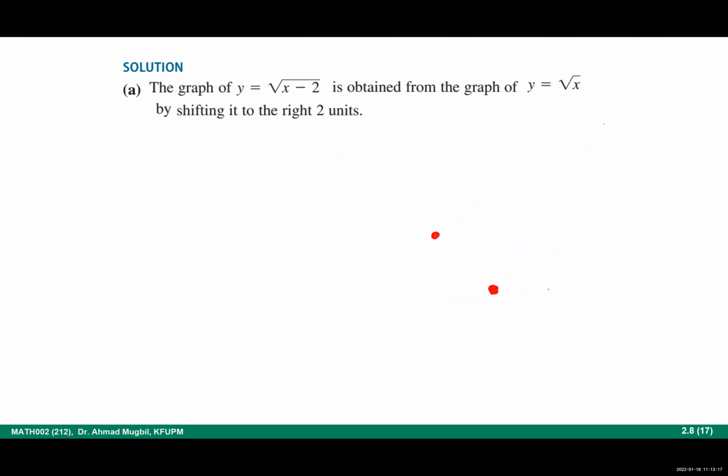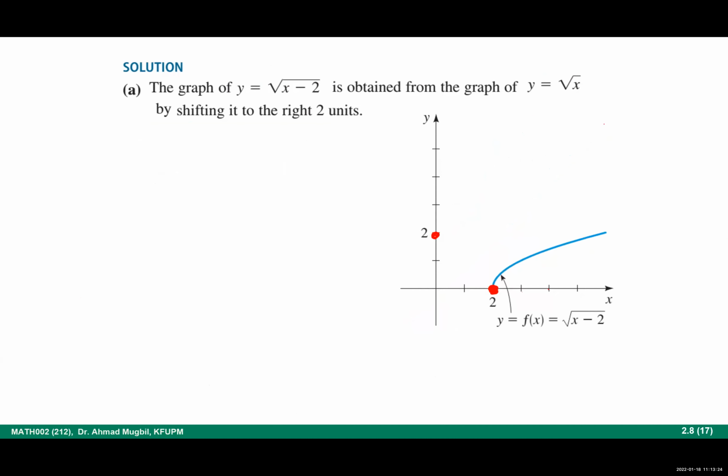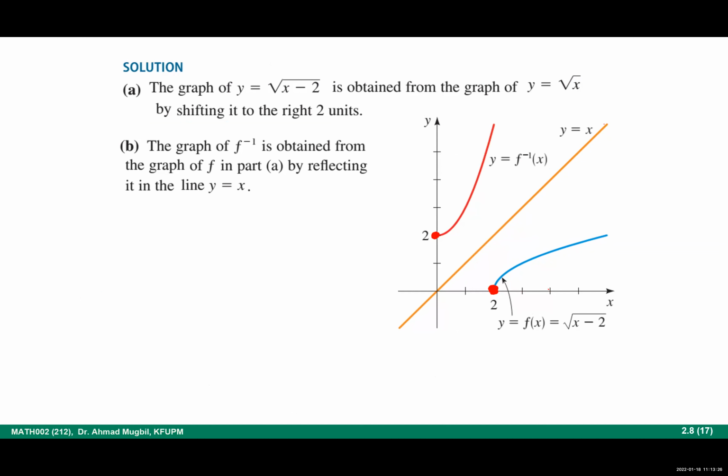Let's go to the third part. Find the equation for the inverse. Now, of course, if you have the inverse, you can sketch the graph. But now we can find the inverse by the methods of yesterday. Put y equals f of x, solve for x, interchange x and y, and that's it. This is what we will do. So we have y equals square root of x minus 2. This is the function. What will we do?